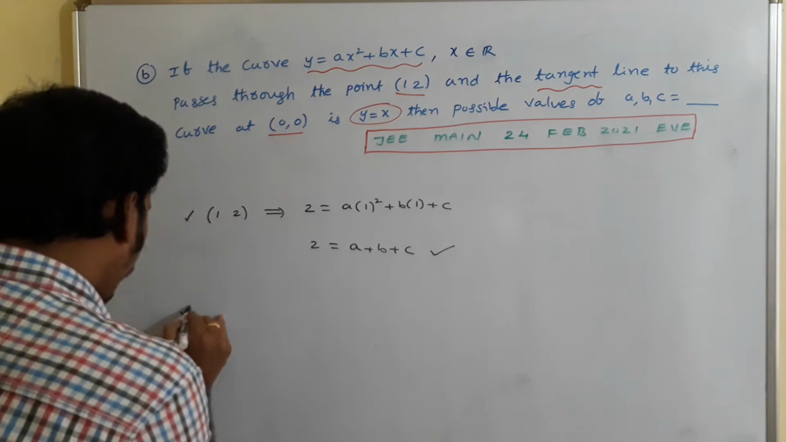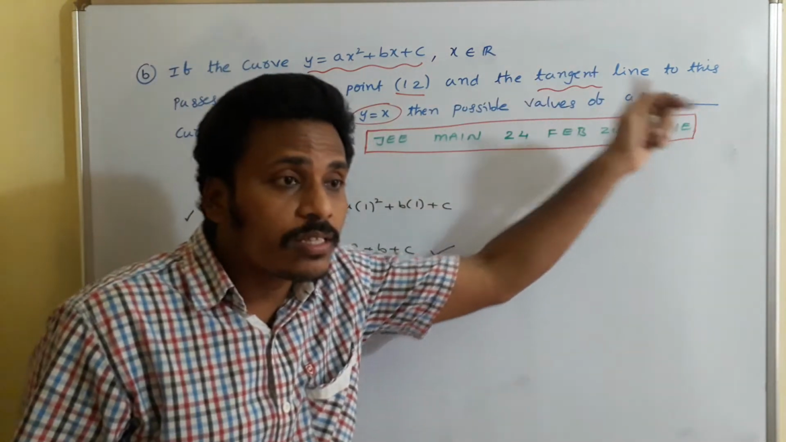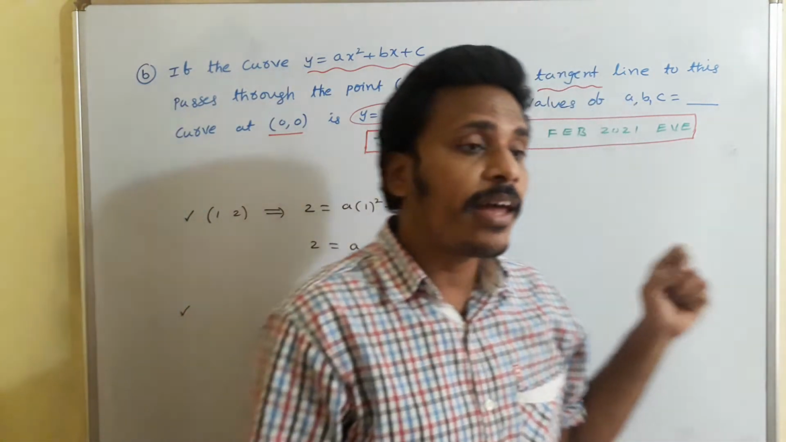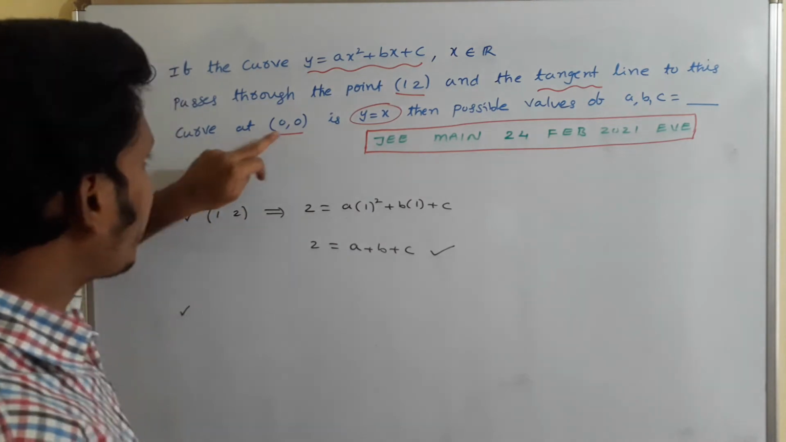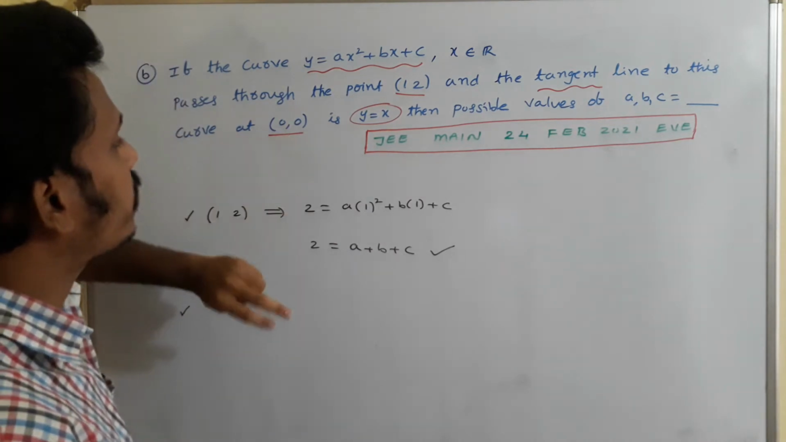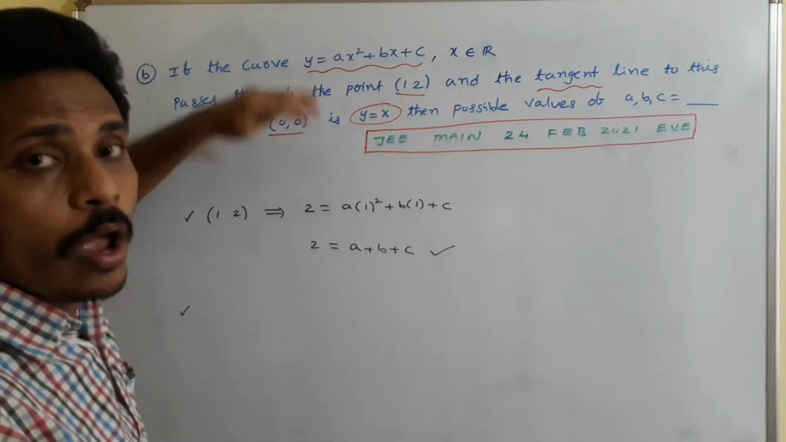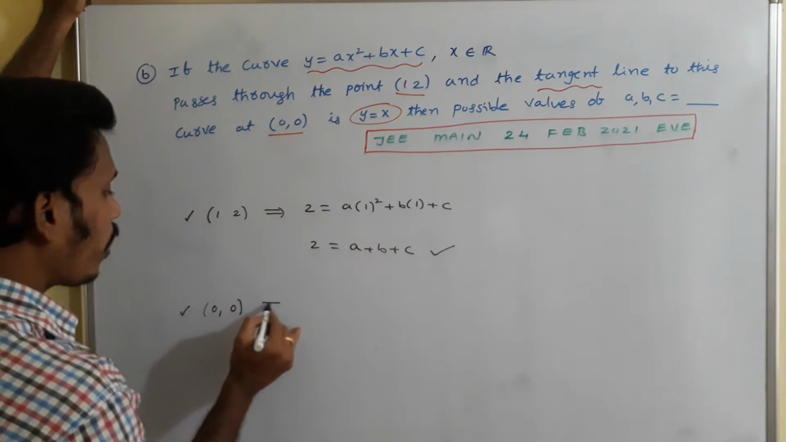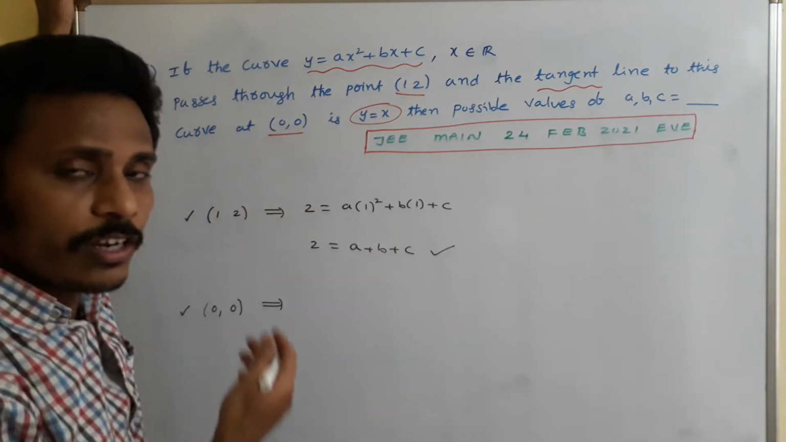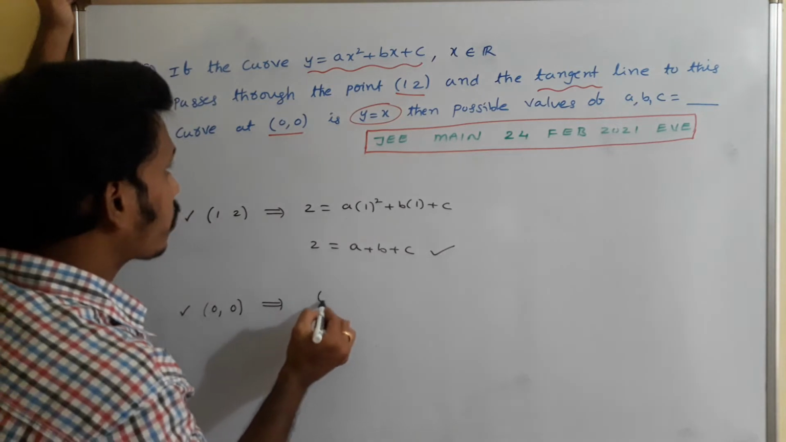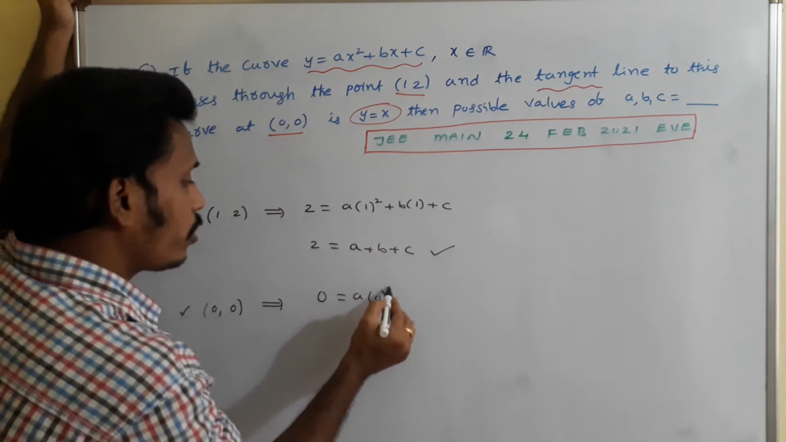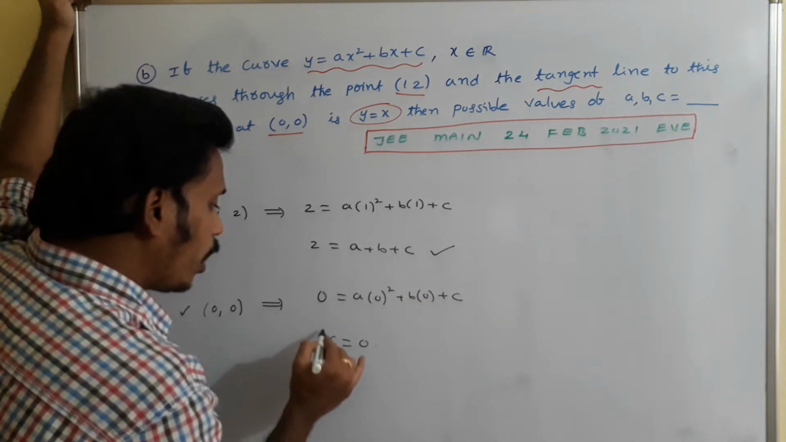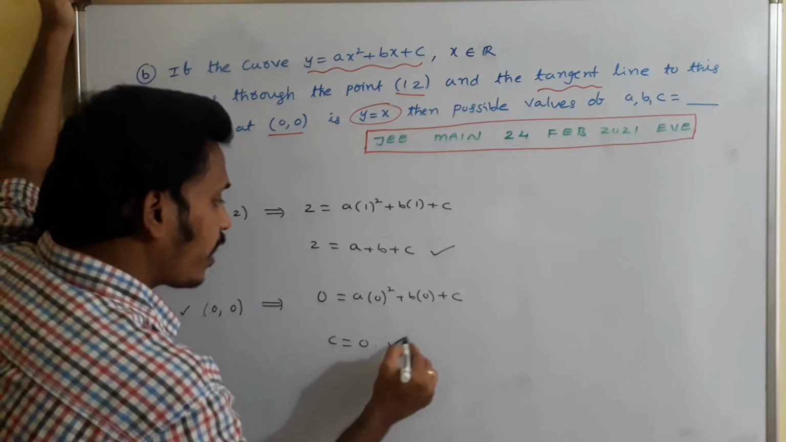And the next thing is the tangent line to this curve at the point (0, 0). Since they are mentioning that at (0, 0), that in turn represents that (0, 0) is also a point on the curve. So you just replace x and y with 0: 0 equals a into 0 square plus b into 0 plus c. From there you will get the value of c as 0. So this is the second relation.